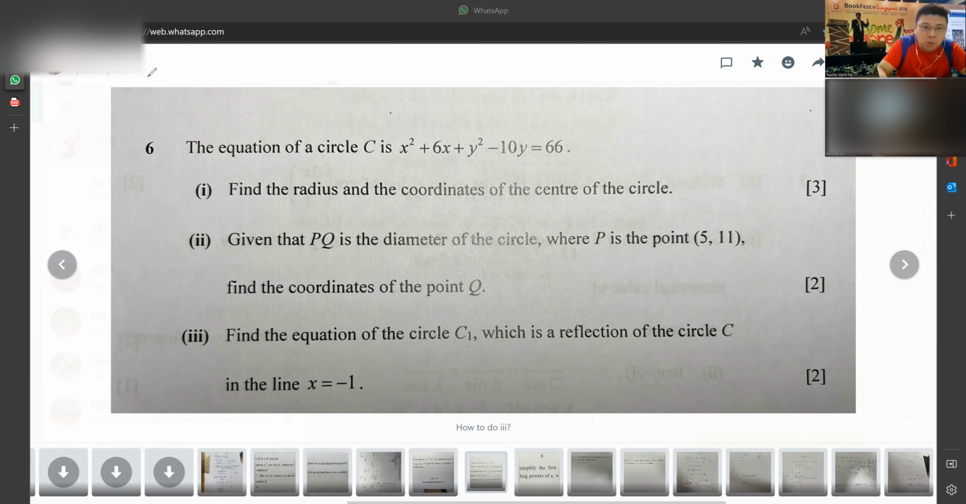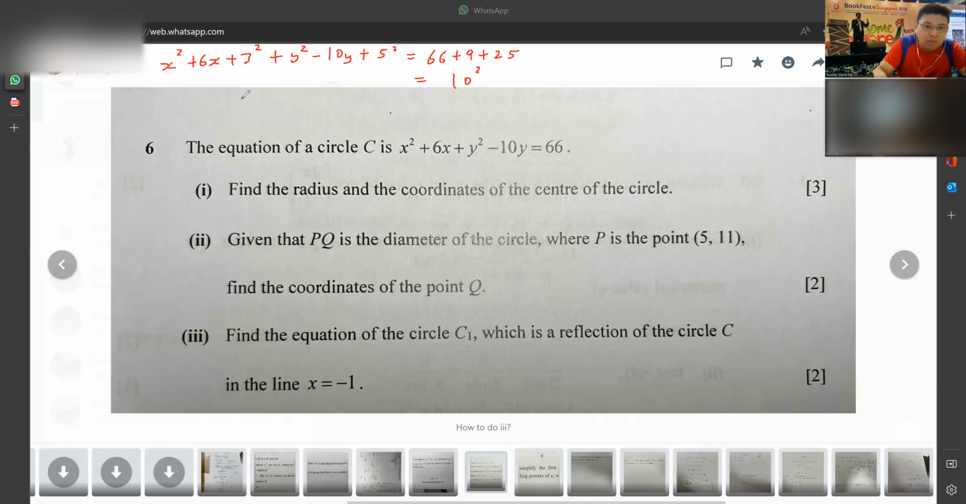Yeah. So this one you just complete the square. Let me quickly do the completing the square. You add 3 square and you add 5 square. So if you add 9 and add 25 on the left side, you should add 9 and 25 on the right side as well. So this one, you add up to be 100. 100 is 10 square.